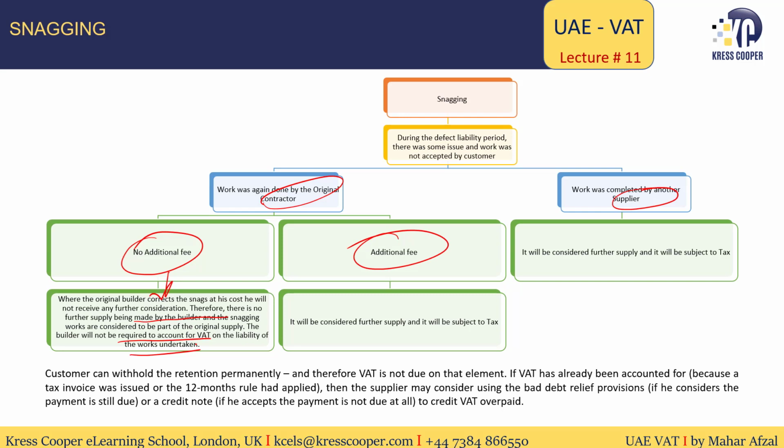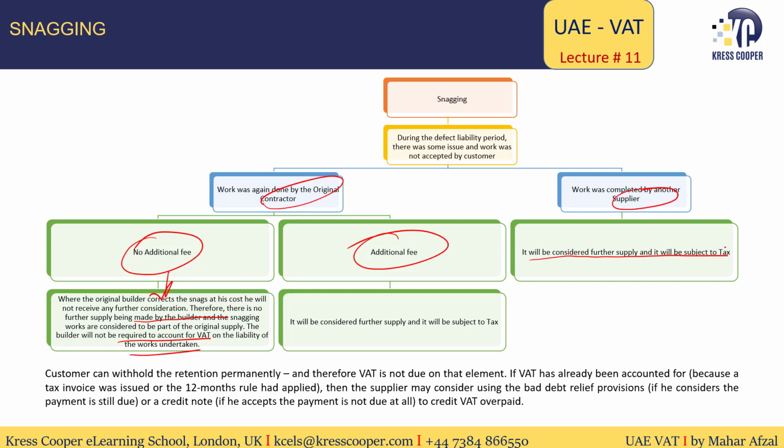If the work is being done by another supplier, it will be considered a straightforward supply of contracting services by a third party supplier and it will be subject to tax. And the most important thing is there is a possibility that the customer can withhold the original retention amount. The customer can hold the retention amount in case the customer is not ready to pay it.